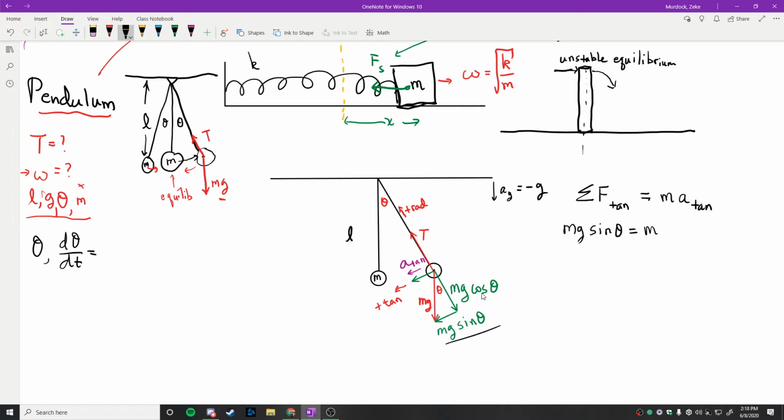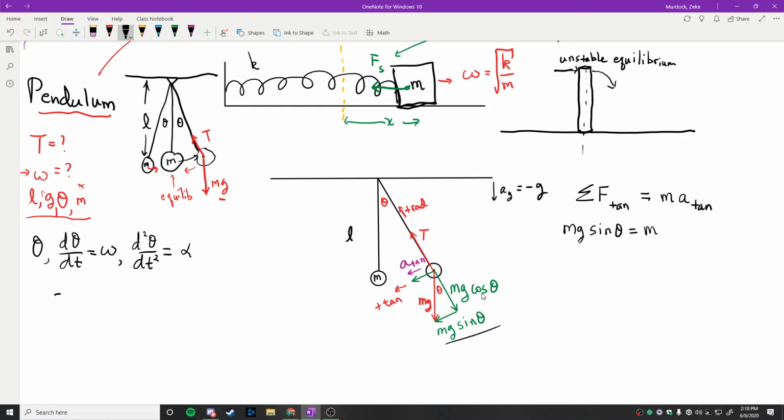Angular velocity, right? We call that one omega. And then what if I take the derivative again? What if I take the second derivative of theta with respect to t? What does that one give me? That one's the alpha, right? The angular acceleration, right? So this gives me angular acceleration.